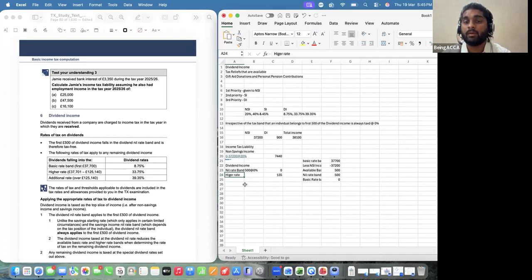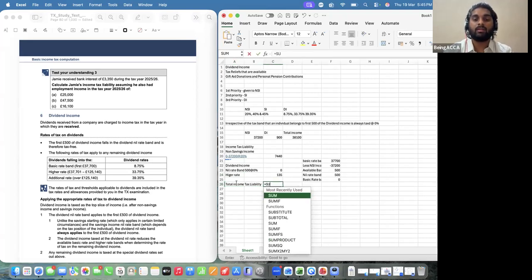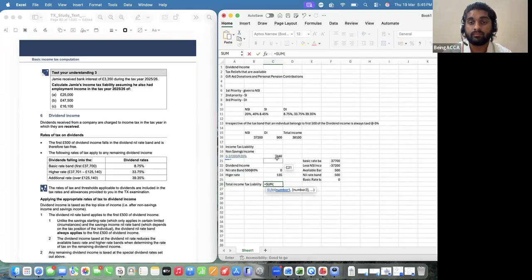Now, this is the total tax liability. How do we calculate total income tax liability? Income tax liability would now be equal to the sum of all of these, making your tax liability 7,575.